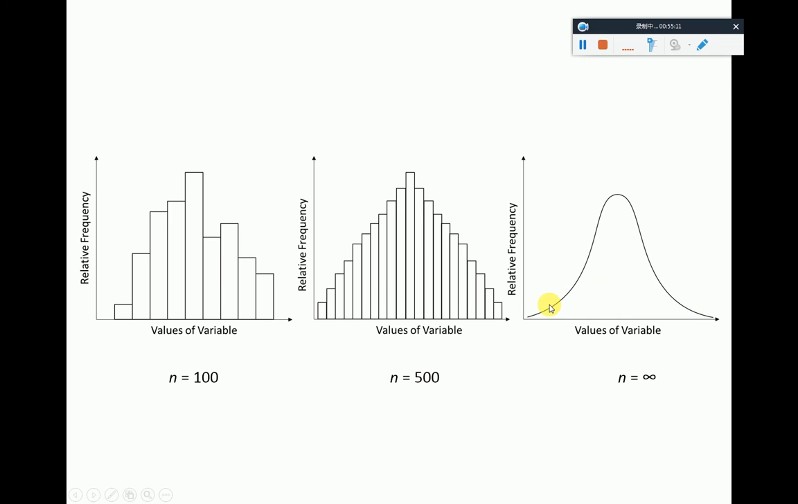And of course, the shape of the curve does not have to look like this. We know this is a normal distribution, but it doesn't have to look like this. It can be of any shape. It can be a very weird form. Doesn't matter as long as it's smooth, a sort of curve. That's what it means.